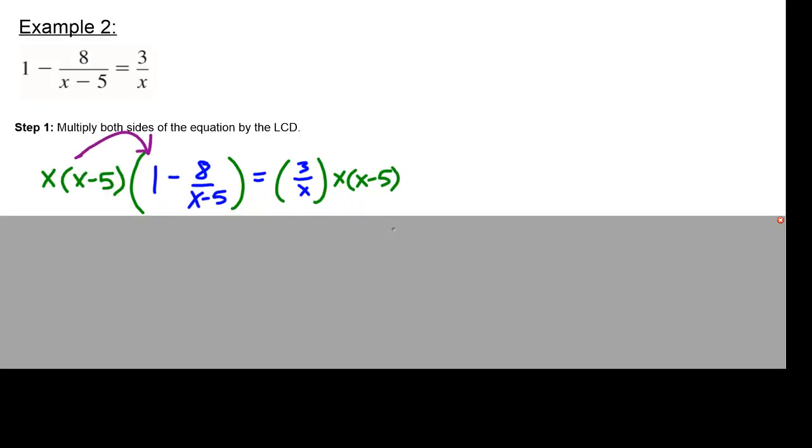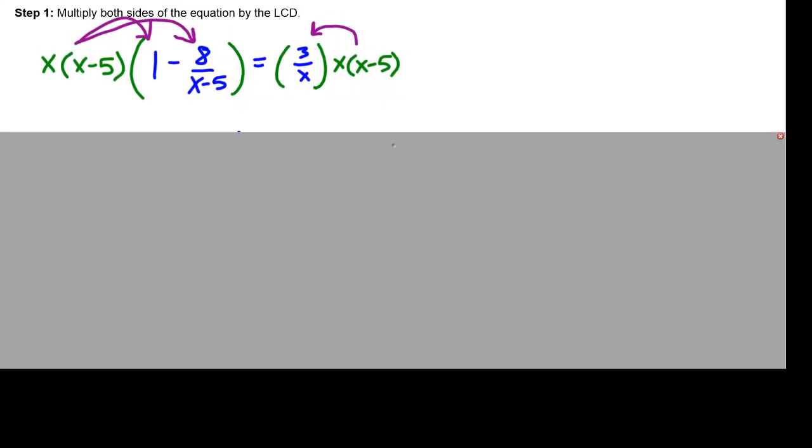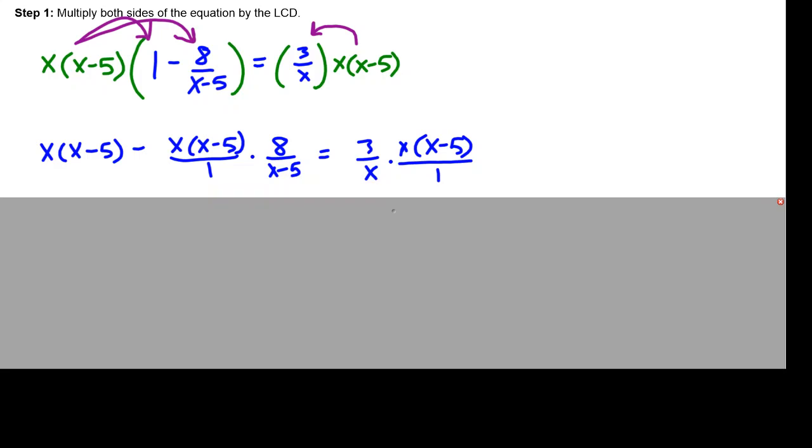Now, if we're multiplying both sides of the equation by this LCD, we're going to have to use distribution. We're going to have to multiply both of these terms by x times x minus 5, this one as well. So in the next step here, I distributed.